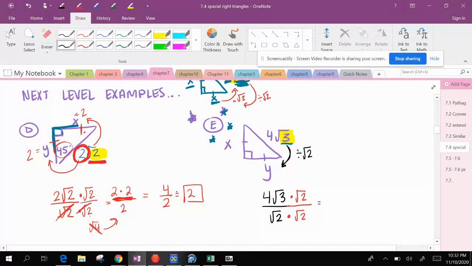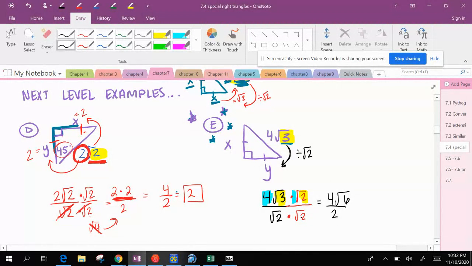Don't know why I switched to blue when I want to switch to black. So in my denominator, radical 2 times radical 2 is radical 4, and the square root of 4 is 2. In my numerator, remember, you multiply your like terms. So 4 times technically a 1, and then radical 3 times radical 2. So I'm going to get 4 radical, what's going underneath the radical? A 6.